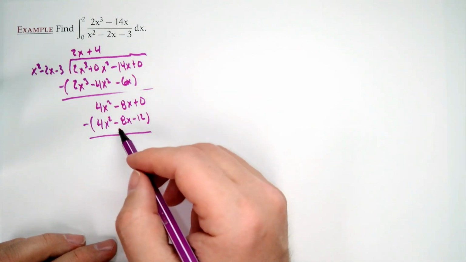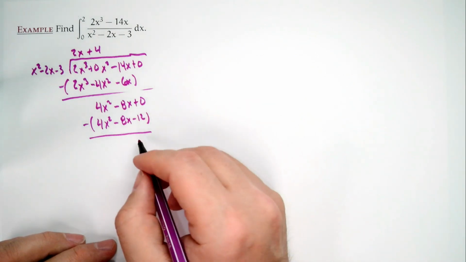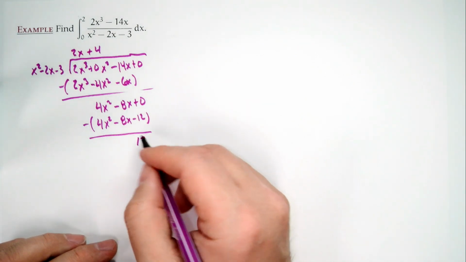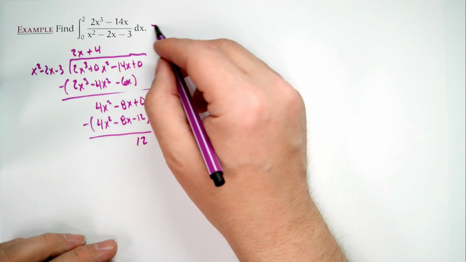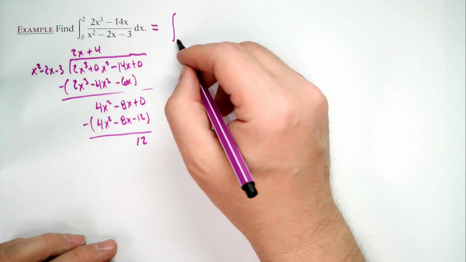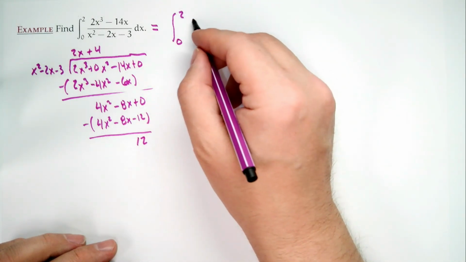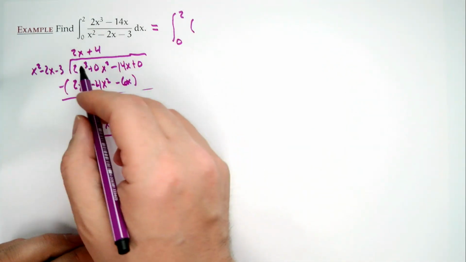Subtract. Those cancel. Those cancel. Coincidence, but hey, we love coincidences. And 12, that's our remainder. So long division gets us to the following. This equals the integral from 0 to 2 of the 2x plus 4.